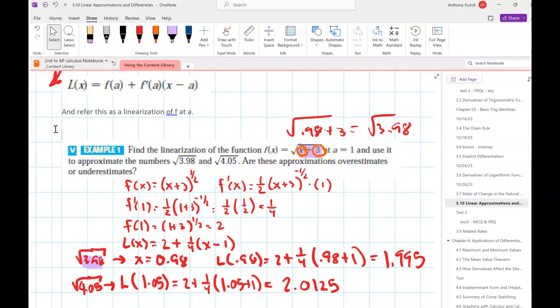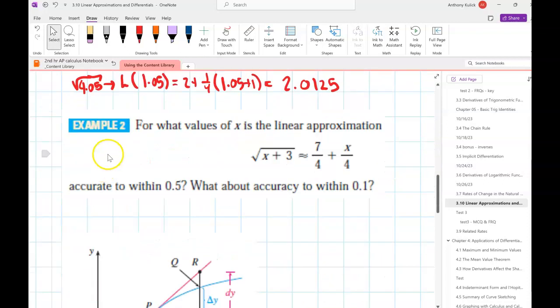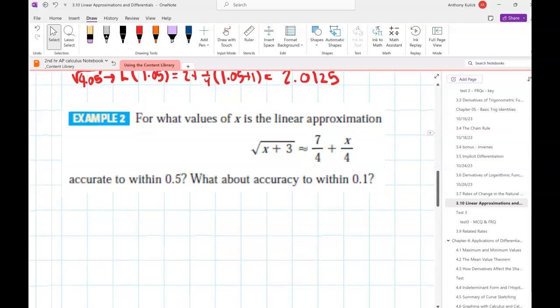Okay. So the next question we have is, for what values is the approximation of the square root of x plus 3, which the linearization they're telling me is 7/4 plus x over 4, going to be accurate within 0.5? And then we'll not do within 0.1 because it's the same problem.